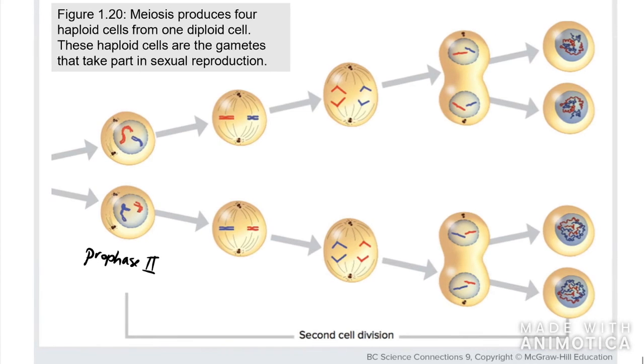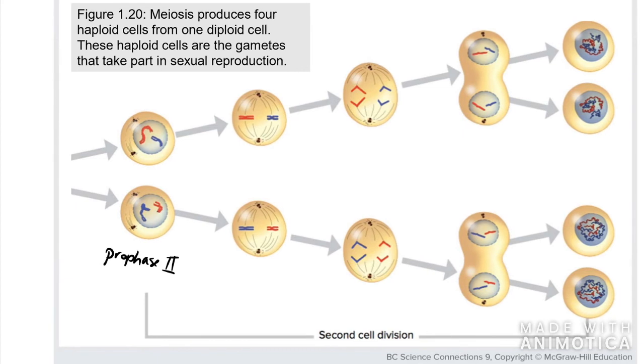Okay, so we have a single file line, but we only have one of each chromosome, which means this has to be metaphase 2. We have our sister chromatids being pulled apart, but again, we only have one of each, which means this has to be anaphase 2. And we have our nuclear membranes reforming, but we only have one copy of each chromosome, which tells me this is telophase 2.